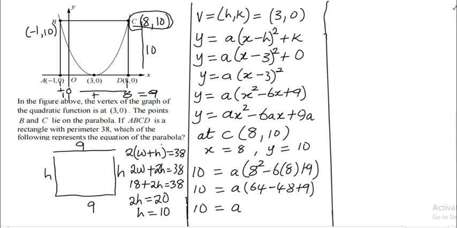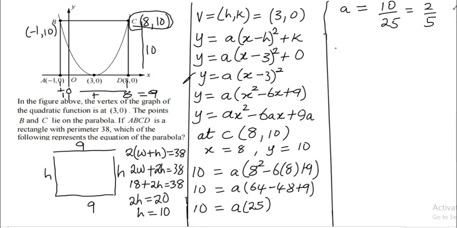So in this case, we have 10 equals a times 25. Here our a will now be equal to, dividing both sides by 25, 10 over 25. And if you reduce that, dividing by 5, you have 2 over 5.